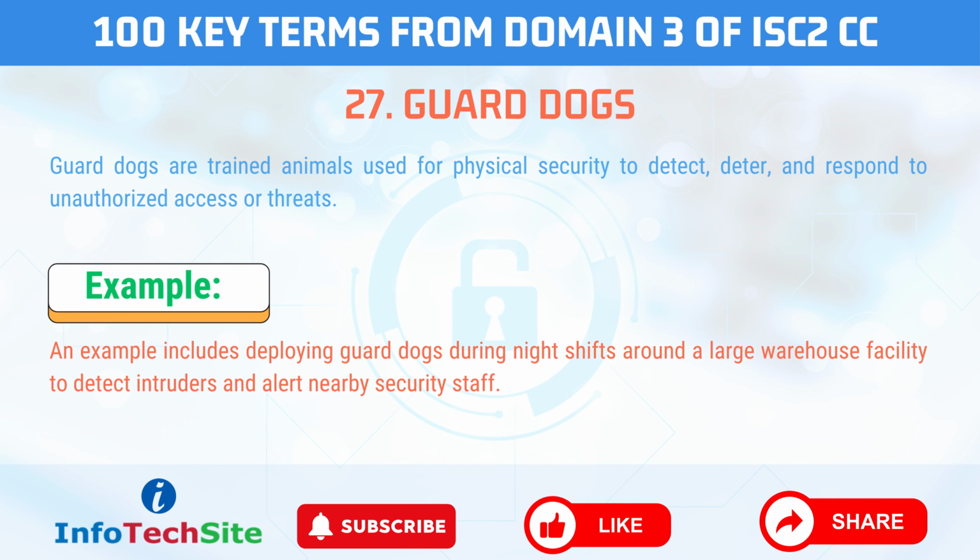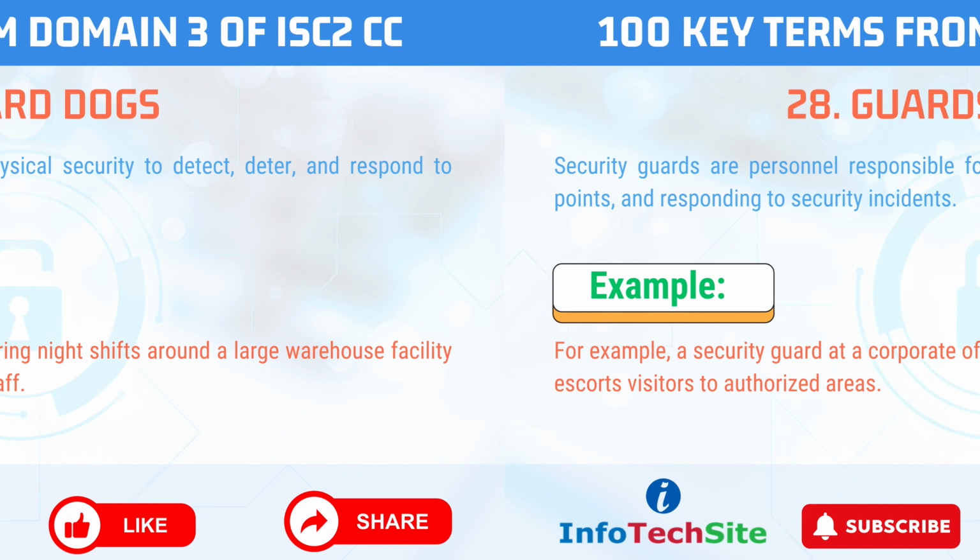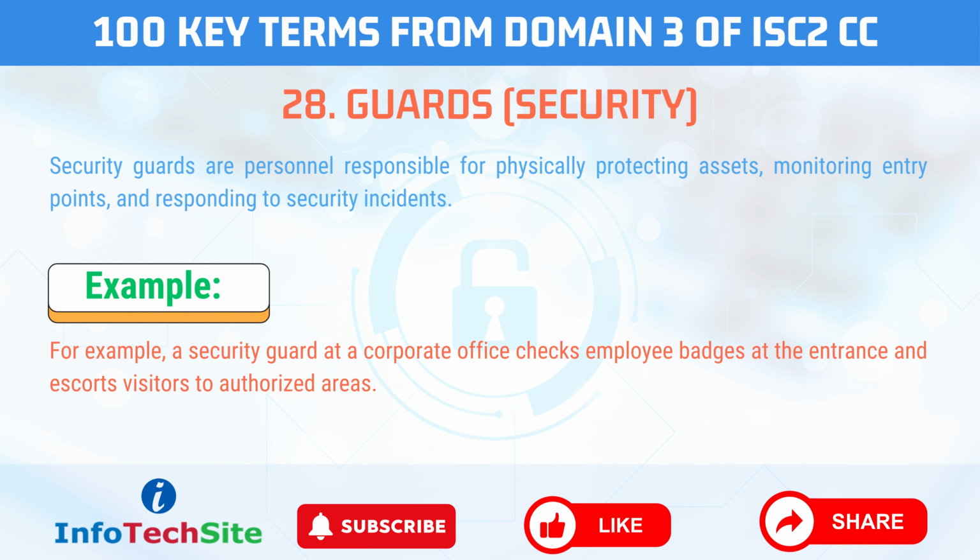27. Guard dogs. Guard dogs are trained animals used for physical security to detect, deter, and respond to unauthorized access or threats. An example includes deploying guard dogs during night shifts around a large warehouse facility to detect intruders and alert nearby security staff.